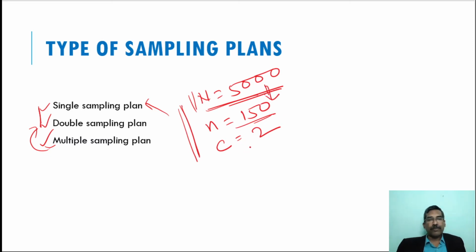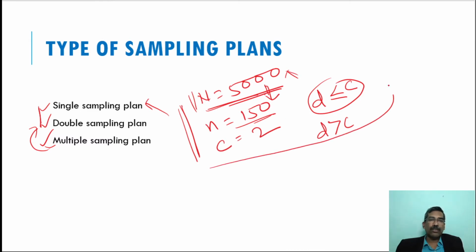If the number of defectives is less than or equal to C, then the lot should be accepted, otherwise the lot should be rejected. That means if D is greater than C, then this lot should be rejected. This is known as single sampling plan.